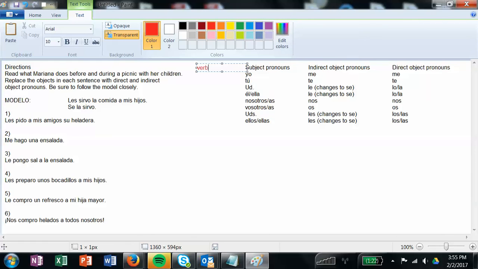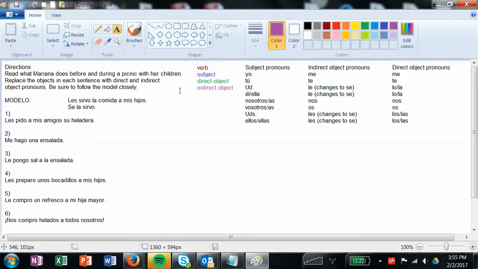So we're going to do the verb as red, the subject as blue, the direct object as green, and the indirect object as purple. Okay, so in this first one it says, "Les pido a mis amigos su heladera." So it's saying, I'm asking my friends for their cooler.